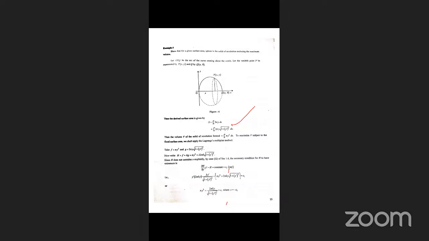So F is πy² plus λ into g, meaning 2πλ under root of 1 plus y dash whole square. Since h does not contain x, by case C the necessary condition for h to have an extreme value is ∂h/∂y' into y' minus h should be constant. The same thing applies here.